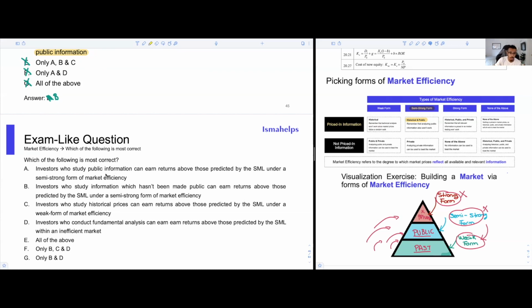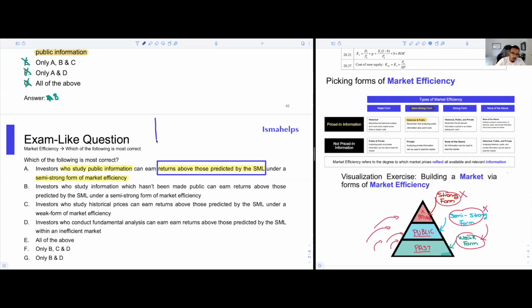Investors who study public information, so they're telling you what type of information is being studied, can earn returns above those predicted by the SML under a semi-strong form market efficiency. This could put some students off. It could seem kind of strange. But we can break this down into two buckets, which will make it simple. We know for sure that investors are studying some sort of public information. And thanks to this public information, they could yield some abnormal returns, and they can yield returns that are above the SML. But what does that mean?